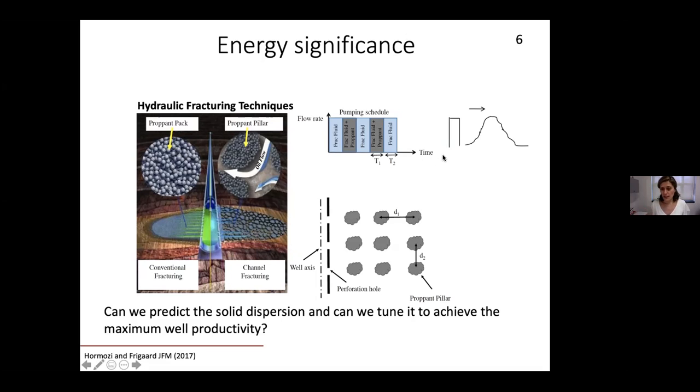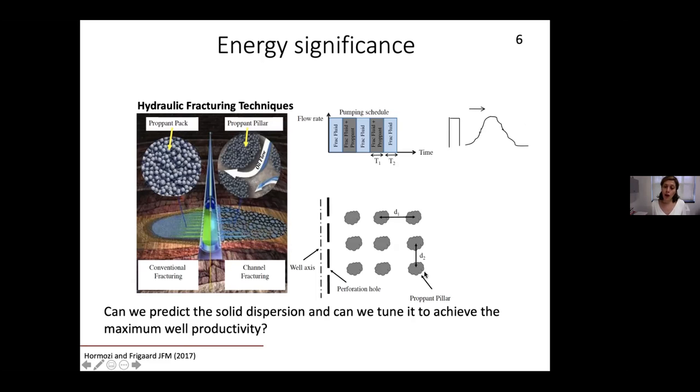But the question is, we know that if we add a pulse of particles into a flowing fluid, it's not going to stay like that, and it is going to disperse. So the question is, what is this dispersion?